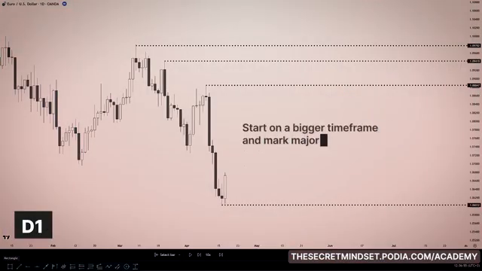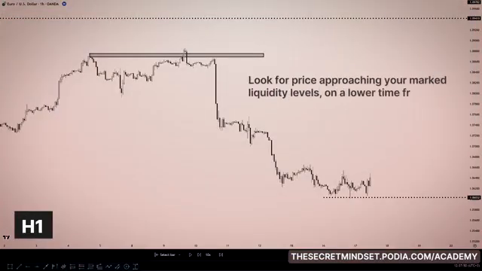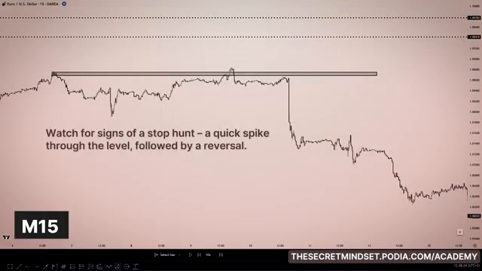Start on a bigger time frame, like the daily chart. Mark major liquidity levels. Move down to a smaller time frame, like the 1-hour chart. Look for price approaching your marked liquidity levels. As price gets close to a liquidity level, switch to an even smaller time frame, like the 15-minute chart. Watch for signs of a stop hunt, a quick spike through the level, followed by a reversal. If you see this, get ready to enter a trade in the direction of the reversal.